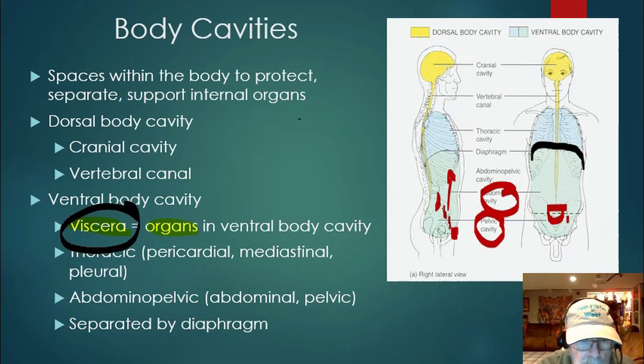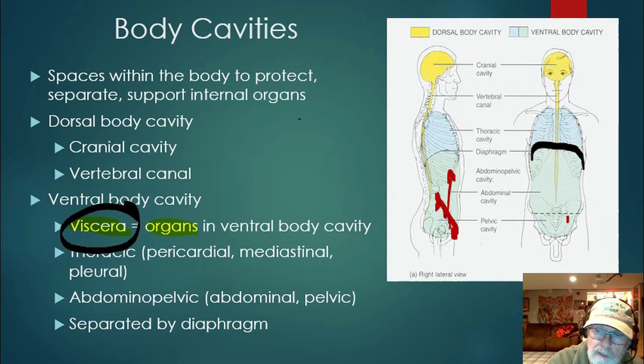So there's not really a membrane that divides the abdominal cavity from the pelvic cavity, but basically just an arbitrary line that divides the two. Okay? But that's what the abdominopelvic cavity is. So now we should know about body cavities.